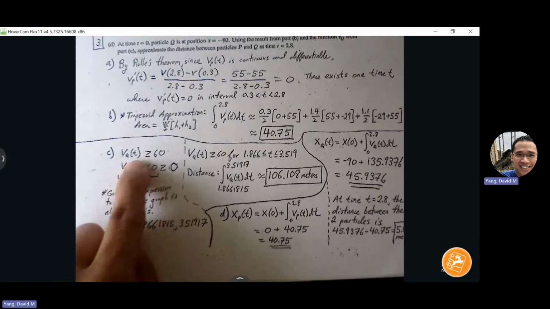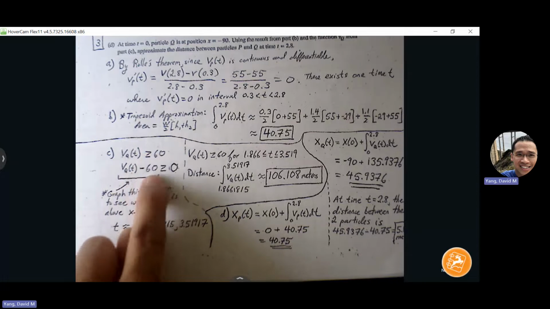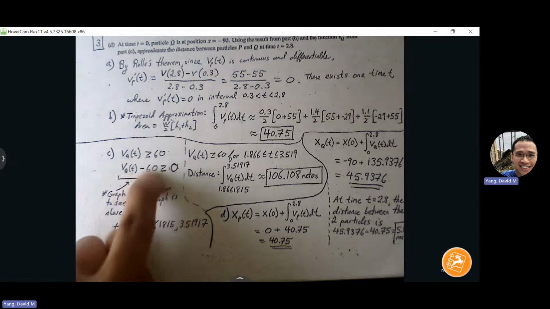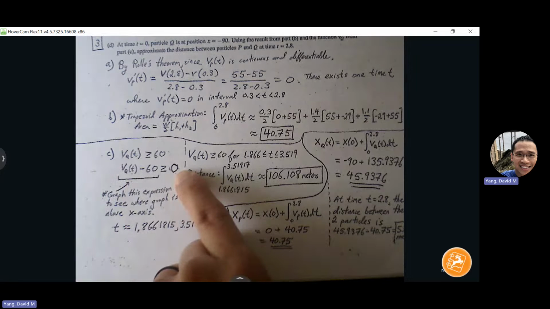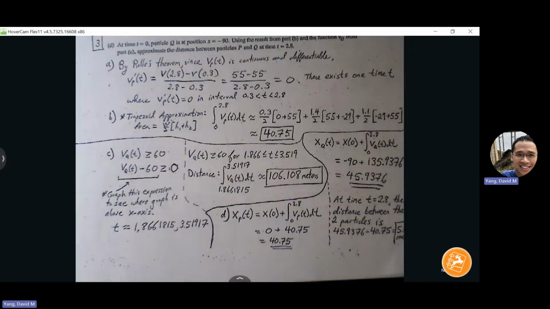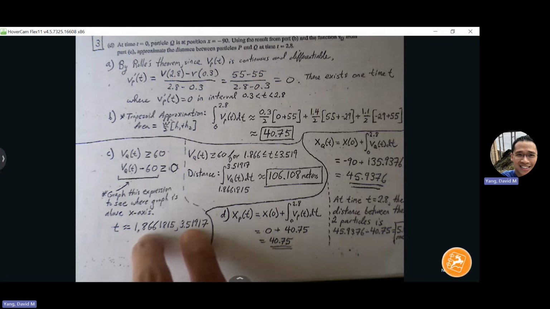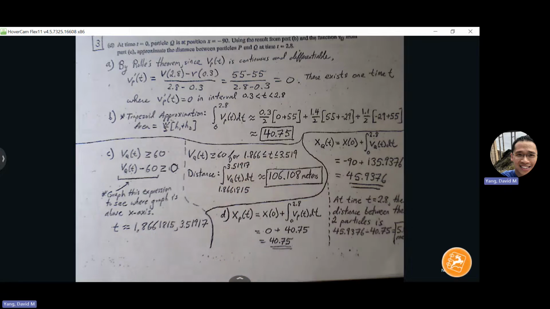I'm going to say v of q of t is going to be greater than or equal to 60, which means that I can bring everything over to one side and say v of t minus 60 is greater than or equal to 0. So that I can just graph this and look to see when it sits above the x-axis. All right, graph this expression and see where my graph is going to peak above the x-axis. And then I can find those x-intercepts. Once I find those x-intercepts, then I can use those as my bounds for my next part.